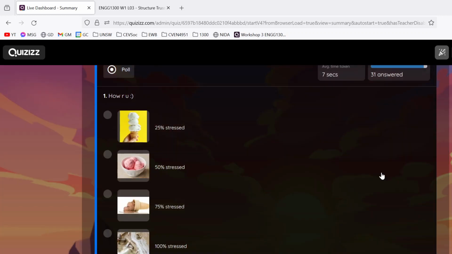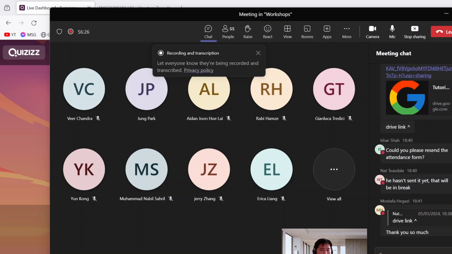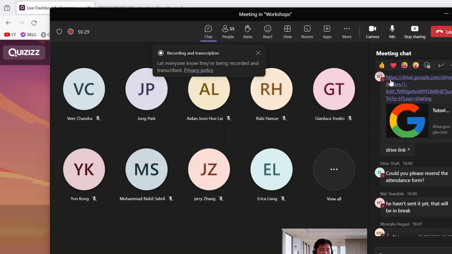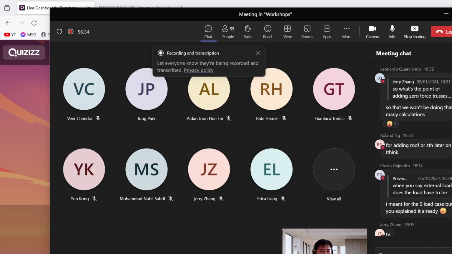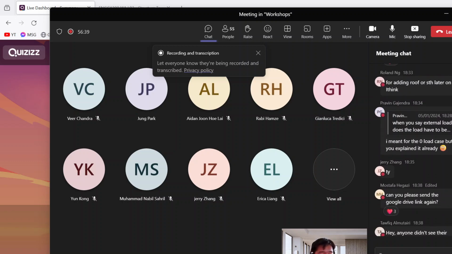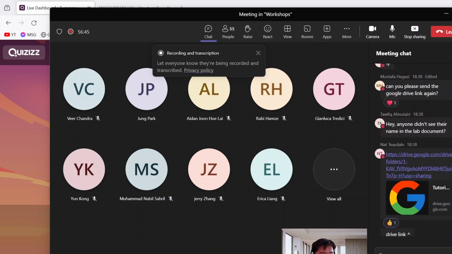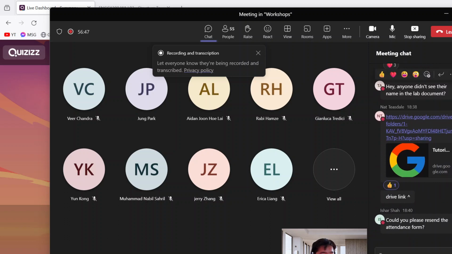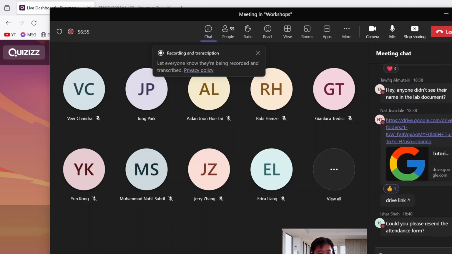Cool. Yep. Is the weight of the beam considered? Okay, let me just see if there's others. Oh, thank you. Yep. Let's see. Sorry, I'm catching up on questions. Yeah, I can't answer that. Sorry, about the name in the lab document, if you're not seeing it, you might need to email the lecturer.